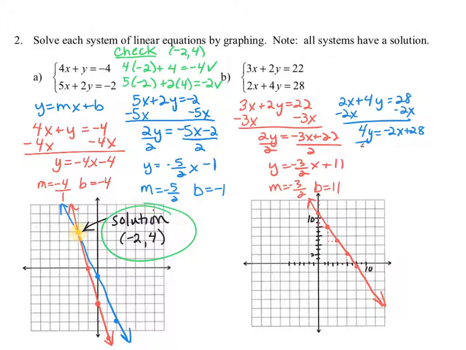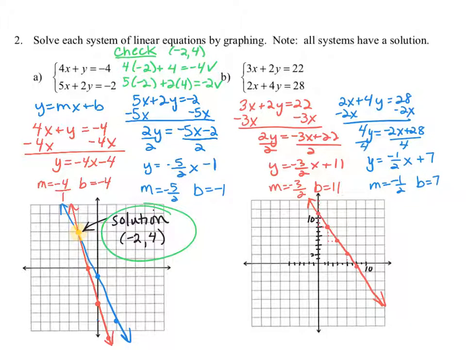Then we divide by 4 on both sides, and we get y equals negative 2 over 4, which can be simplified to negative 1/2 x, and 28 divided by 4 is 7. So for this one, our y-intercept is 7. Our slope is equal to negative 1/2. B is equal to 7.